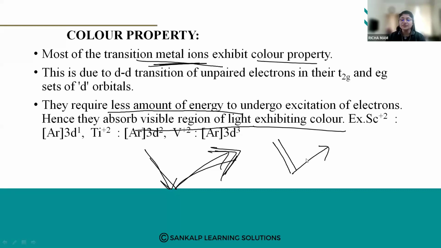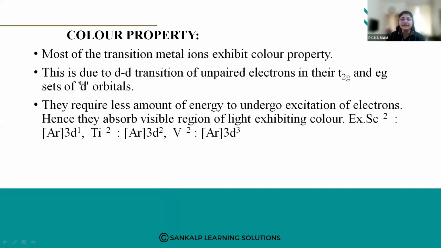Why is it so? The absorption of radiation takes place due to d-d transition, that is, the transition of electrons. The transition of electrons takes place from lower energy to higher energy. So the electrons from lower energy d orbitals undergo d-d transition to higher energy d orbitals, so you have lower energy and higher energy.